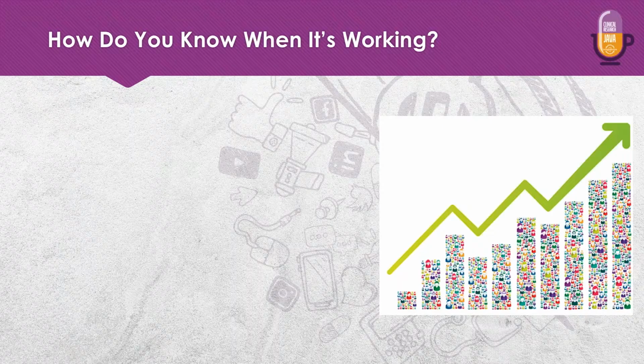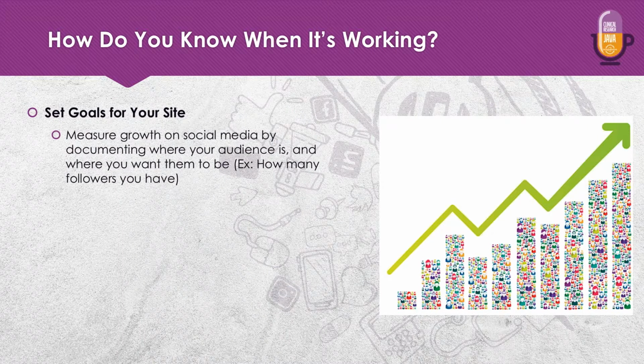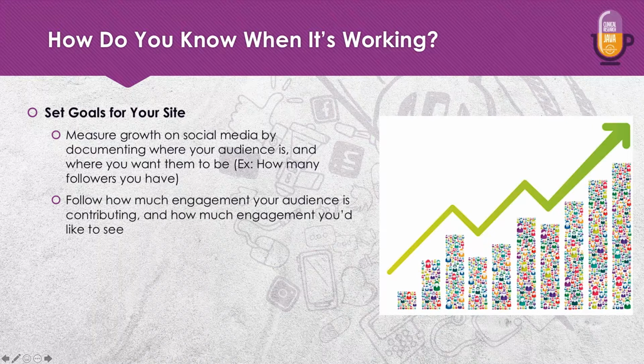So how do you know when your posts and your content is working? If you set goals for your site, you can measure growth on your social media by documenting where your audience is and where you'd like them to be. For example, how many followers do you have and how many followers would you like to have? Follow how much engagement your audience is contributing and how much engagement you'd like to see. This could be how many likes you're getting on your posts, how many comments, or maybe if you'd like more shares on your posts.